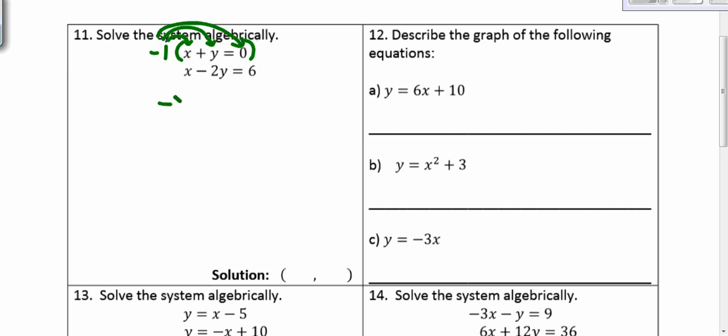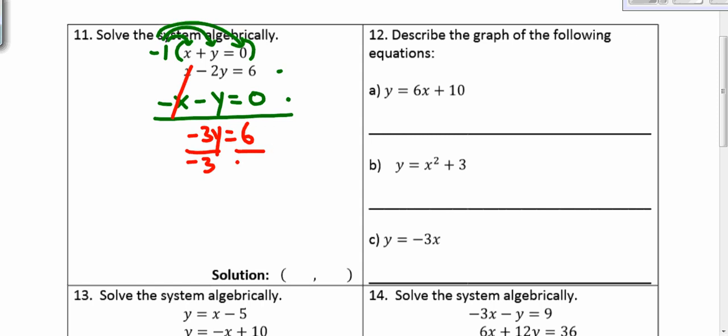So I'm just going to rewrite it. Negative x minus y equals 0. So now I'm going to use the two equations right here and right here. See how the x's cancel? And negative 2y minus y is negative 3y. Just remember, use your calculator. It's 6. So you divide by negative 3. And then you get y equals negative 2.